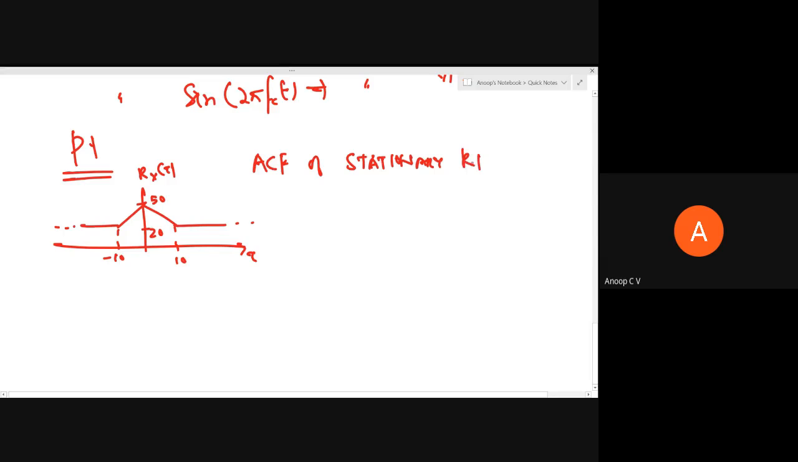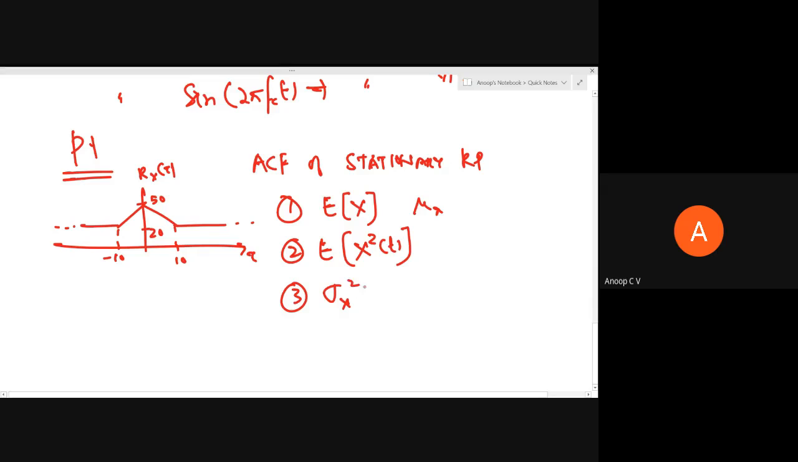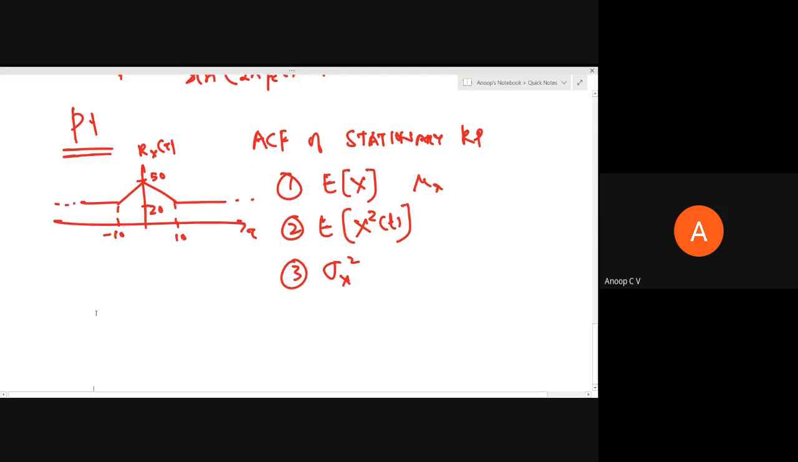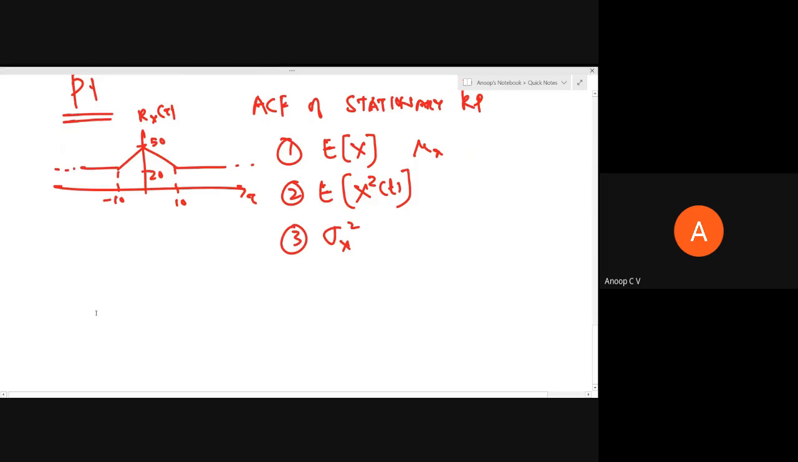You have to find the mean value, E of x or mu x, and second, you have to find E of x square of t, and third, you have to find sigma x square. Do you want to give it a try, how to find this, or should I go ahead and discuss? This follows straight away from the properties. While discussing the properties, I've mentioned this.